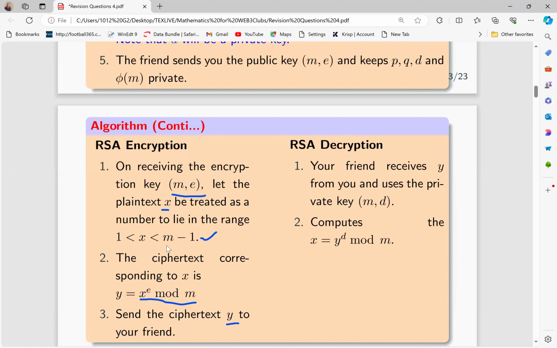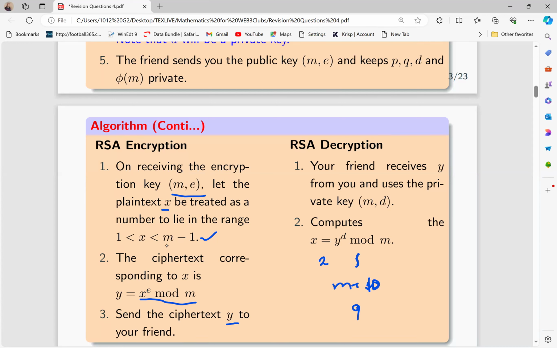That means, supposing your P was 2 and your Q was 5. So that means your M is 10. The product of the two prime numbers is 10. So what you're saying, therefore, is that X should not be larger than 9.